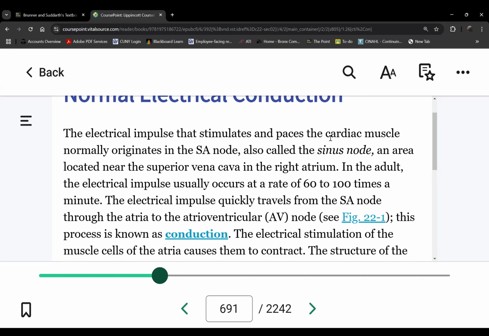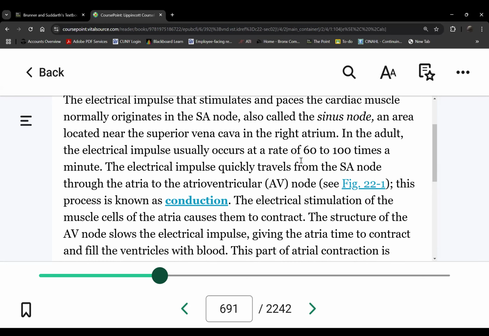We have three pacemakers of the heart. Pacemakers are specialized cells in the heart that are capable of generating an electrical impulse and stimulating the rest of the organ. The primary pacemaker is the SA node. This is located near the superior vena cava inside the right atrium. So this is our primary pacemaker. It's capable of firing 60 to 100 beats a minute, which coincides with the normal heartbeat. So normal heart rate is between 60 to 100. That is made possible by your SA node, or the sinoatrial node.